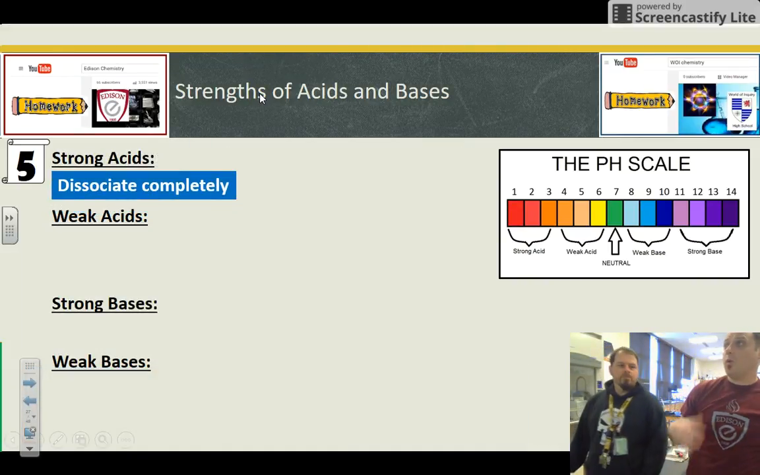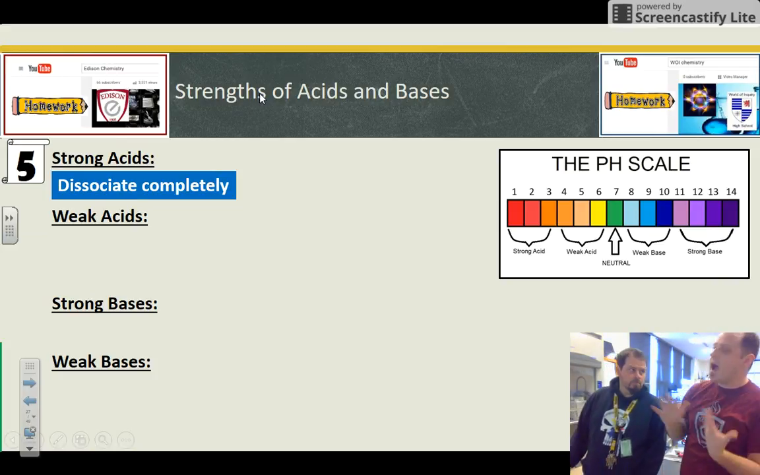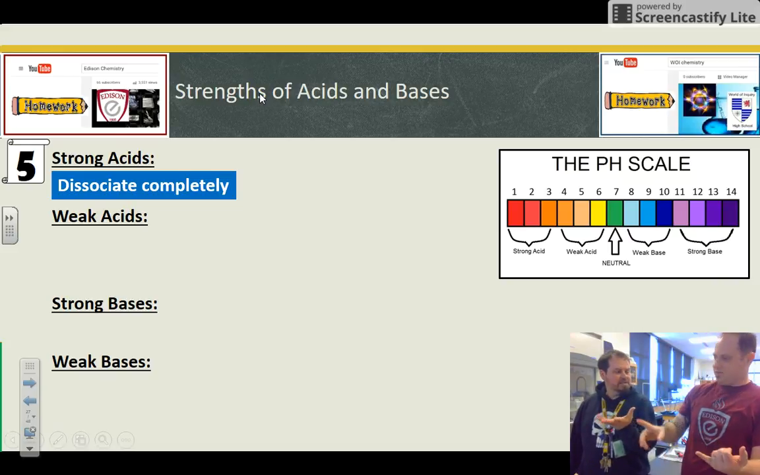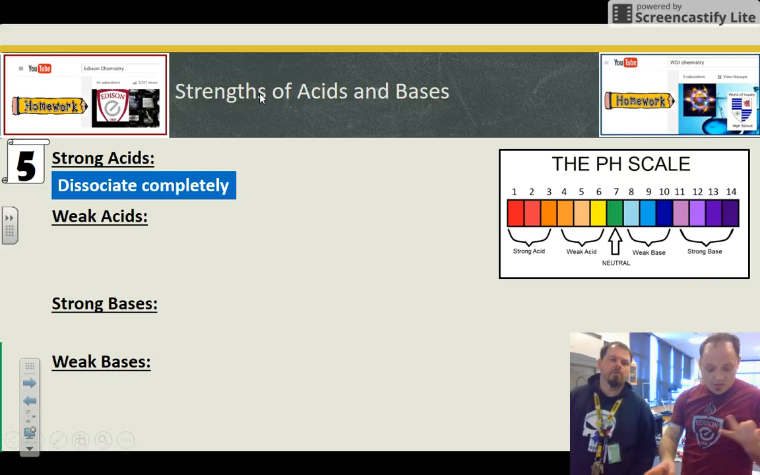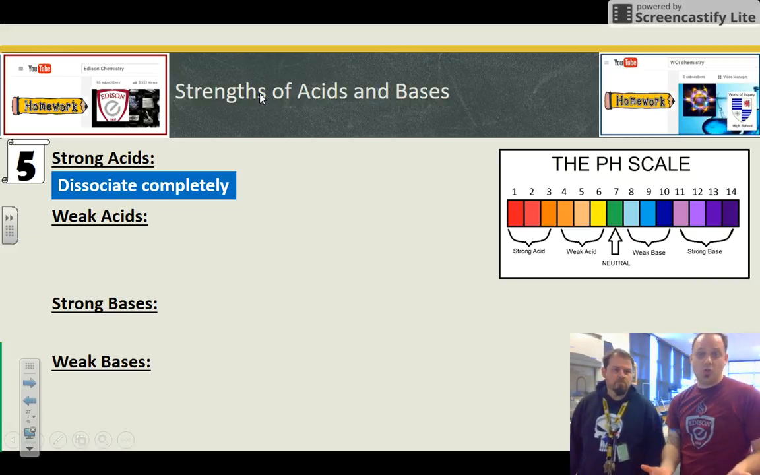Strong acids will dissociate completely. So hydrochloric acid, hydrofluoric acid, sulfuric acid, the type of acid that you would see in TV and drama as melting stuff, causing physical damage to people, reacting with metal. Those are extremely strong acids. But scientifically, strong means they dissociate completely. That's the key. It doesn't just mean concentration.